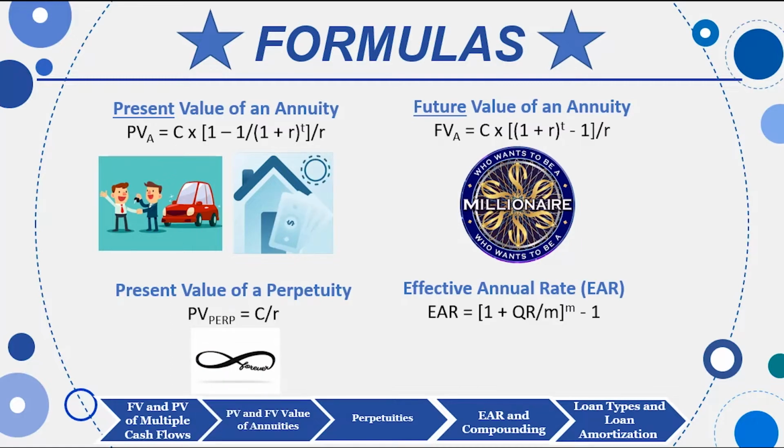Present value of a perpetuity. What if that annuity goes on forever? What will it be worth? Very simply, C over R. And that derives off the equation above it, where T goes to a very large number, like 100,000 or 200,000 or a million. And I'm left with PV of a perpetuity equals C times 1 over R, because 1 over 1 plus R to the T goes to a very small number.